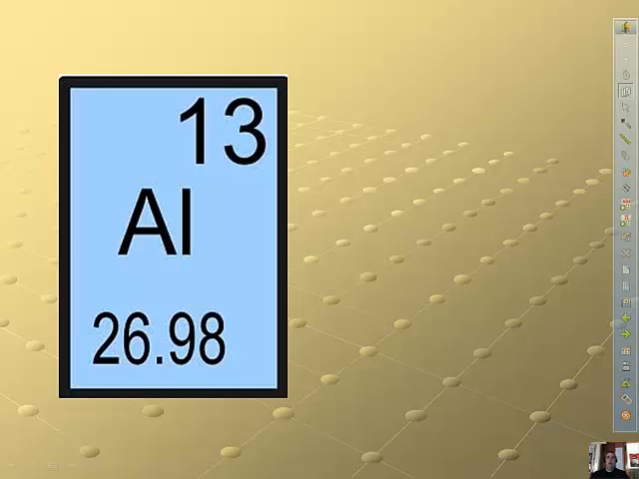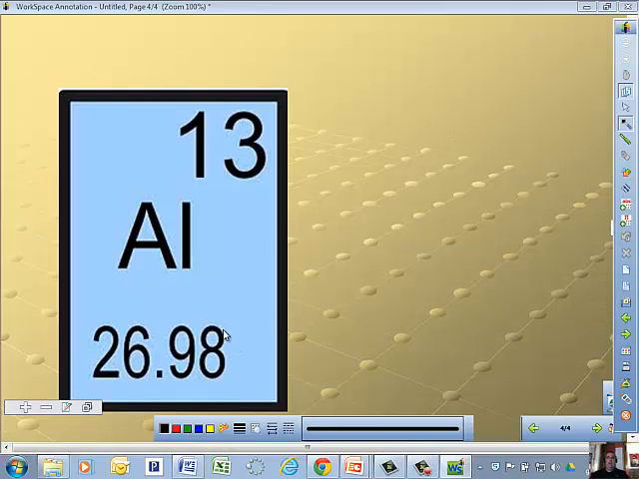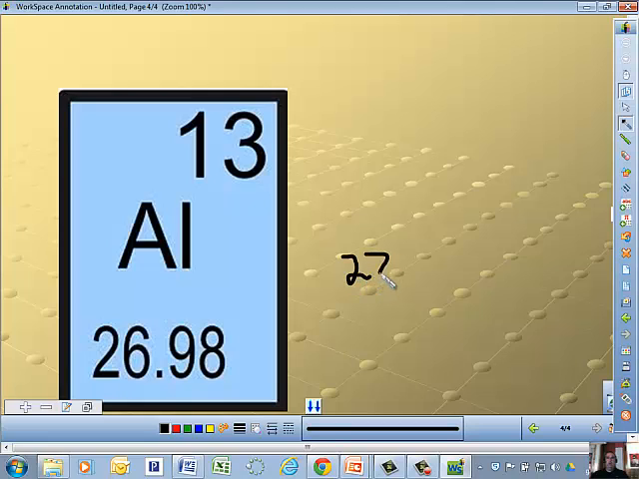But if I go ahead and look at this and take this number right here, 26.98, round it to the nearest whole number, you get 27. What that's saying is the most abundant isotope of aluminum is going to be aluminum-27.